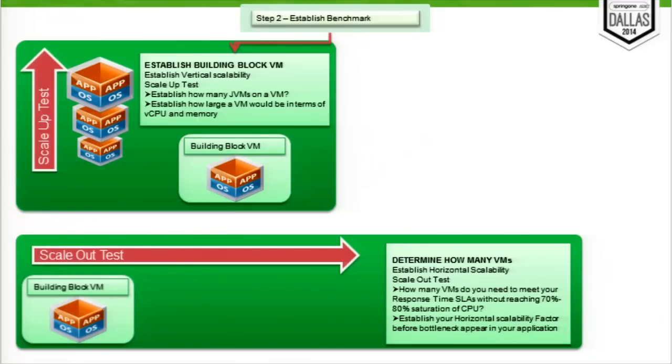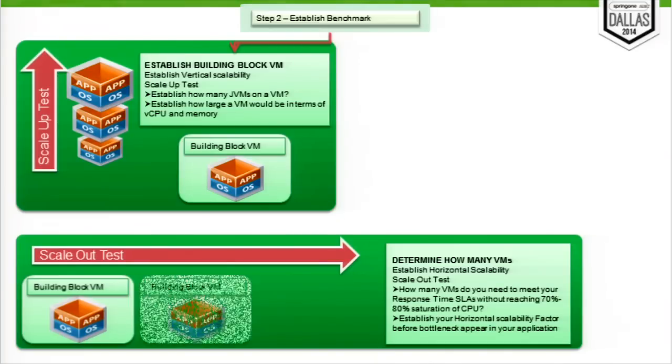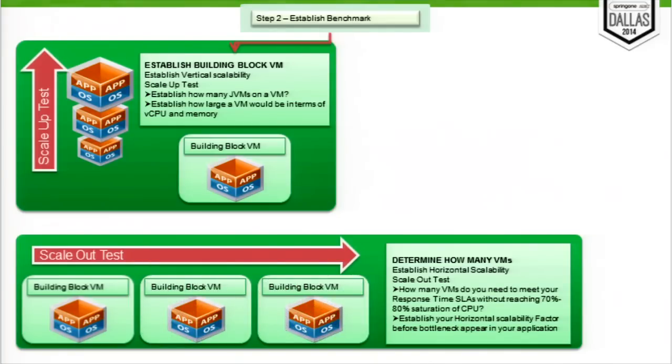But my SLA says, you need 300 transactions, right? So I'm going to scale out exactly the same type of building block VM in order to fulfill those 300 transactions SLA. Now notice I'm using the exact same building block VM.